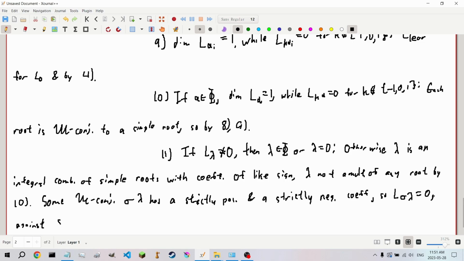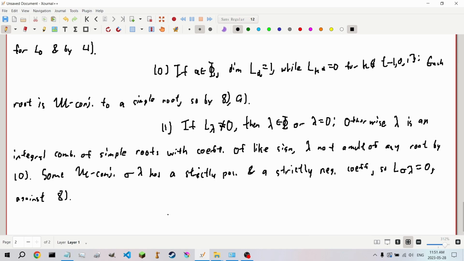Again, because 8 says that it has to have the same dimension. So it says that the dimension of L is our indexing l plus the cardinality of our root system, by 5, 10, and 11.